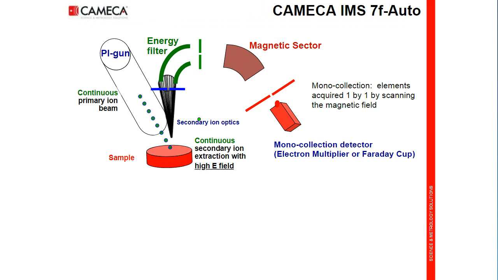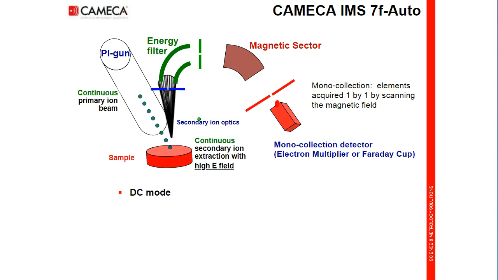This sketch shows the operating mode for these type of instruments. The design of the CAMECA IMS tools is based on a continuous primary ion beam bombardment as well as on a continuous secondary ion extraction, DC mode. The DC mode, combined with a strong extraction field for the secondary ion collection, allows to optimize the instrumental transmission and thus to achieve low detection limits.